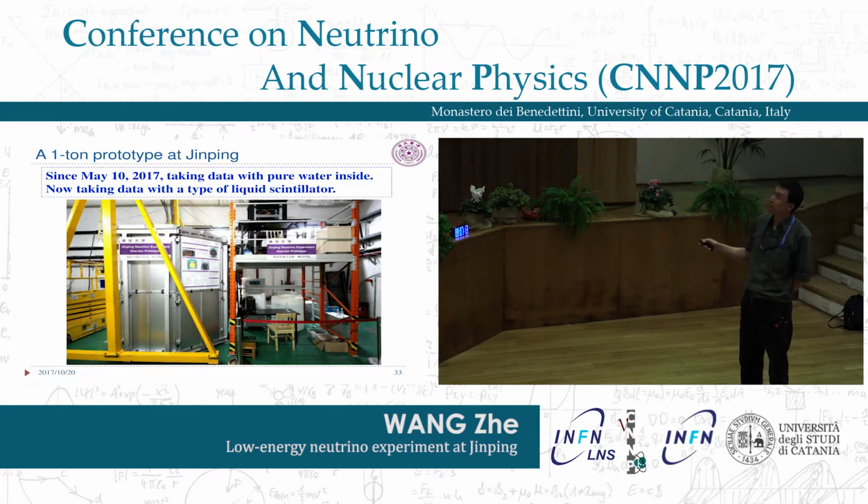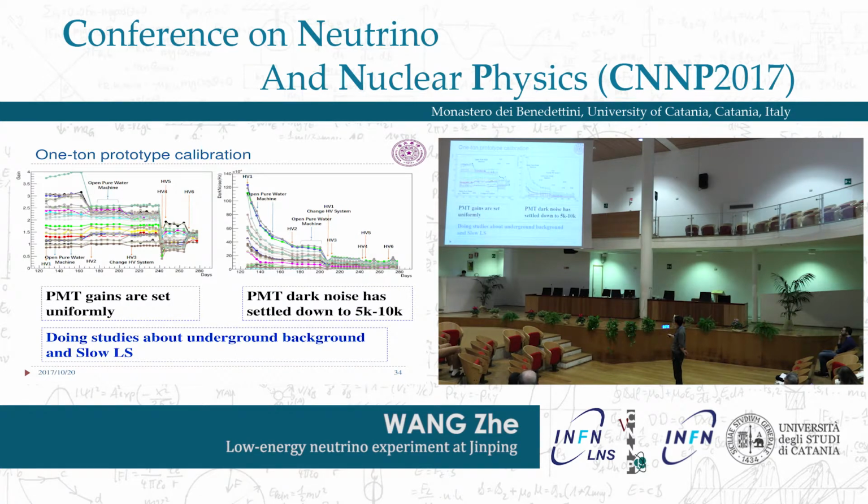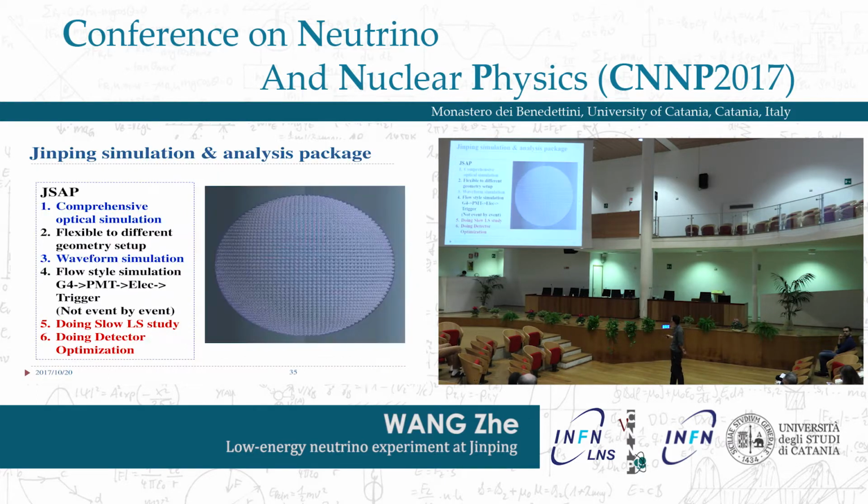Now it's taking data with one type of the slow liquid scintillator. We have already run it for over 100 days. The PMT gain is now calibrated and more uniform, and the PMT dark noise has settled down to the 5K to 10K hertz level. So we are doing studies about underground background in the slow liquid scintillator.